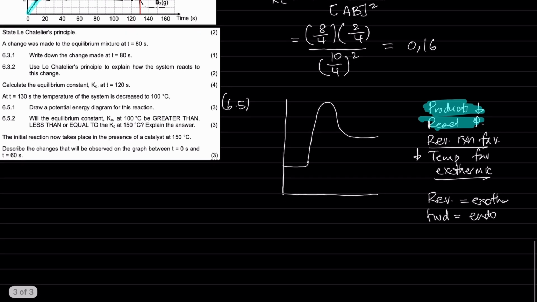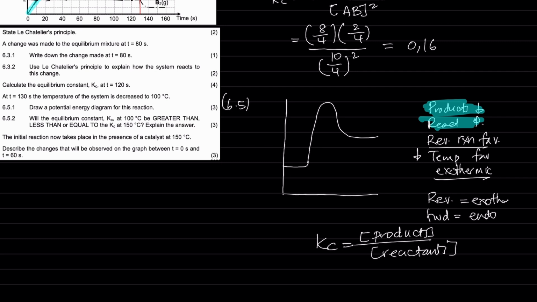Now remember, Kc is equal to concentration of products divided by concentration of reactants. Since the products got smaller and reactants got bigger, it means that the Kc value will decrease. Remember, if you have a fraction and your numerator gets smaller or your denominator gets bigger, then the value of that fraction will decrease. Okay?